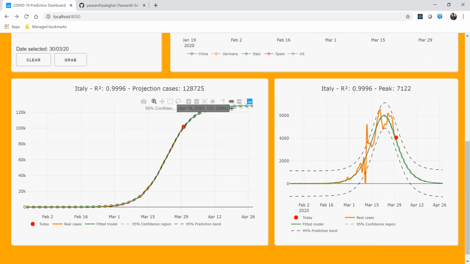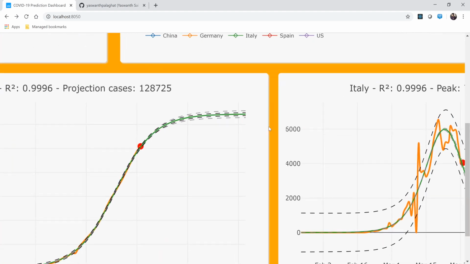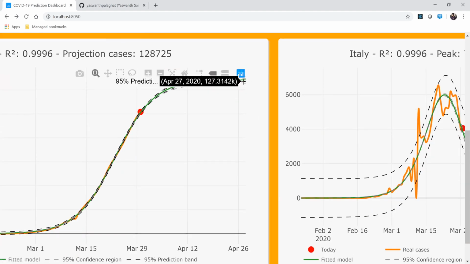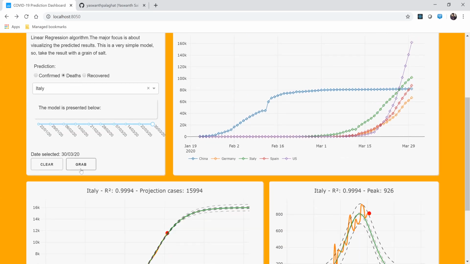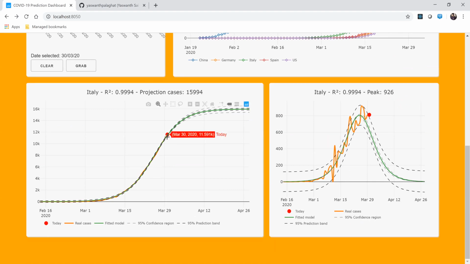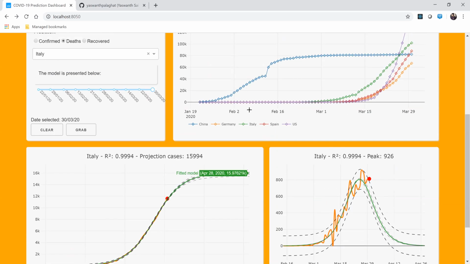In Italy, the number of cases at the moment is 102,000 on March 30. On April 12, it may rise to 125,000. On April 26, it may go up to 127,000. If you want to get only the deaths, that is also possible. The number of deaths in Italy is now 11,000. Going with this rate, by April 12 the deaths may go up to 15,000 to 16,000, and by the end of April it may go to 16,000, with the growth rate.